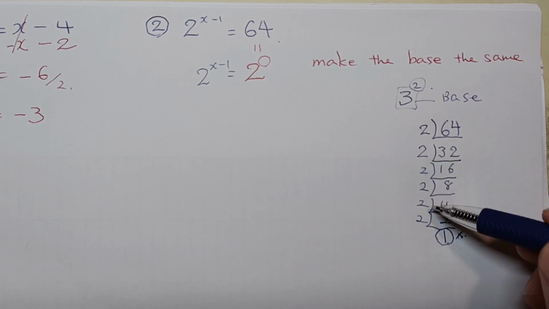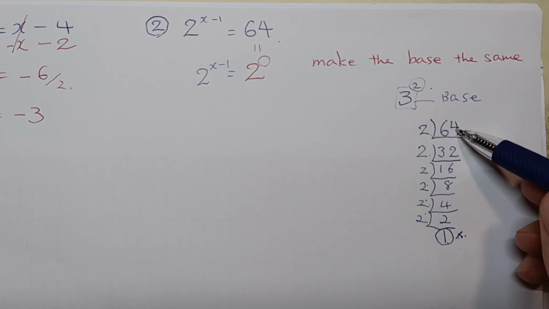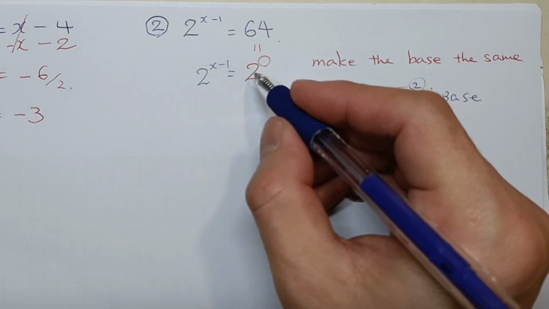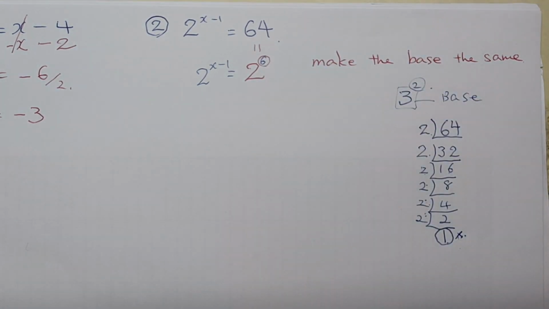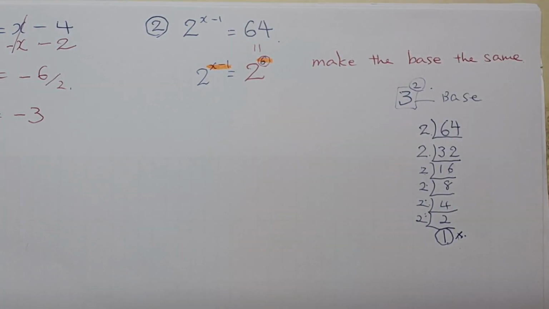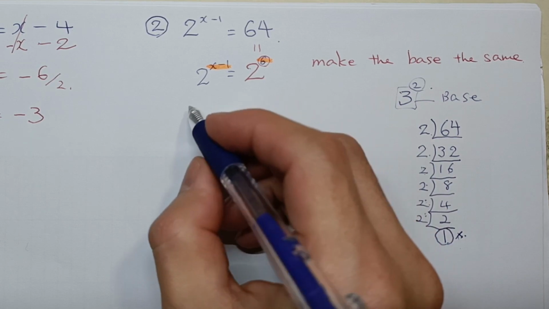So that means 2 times 2 times 2 times 2 times 2 times 2 is 64. So 1, 2, 3, 4, 5, 6. So you can convert this one into 2 to the power of 6 now. Which means this part and this part must be the same value. So I rewrite this expression like this.